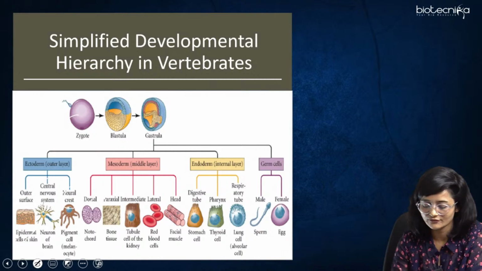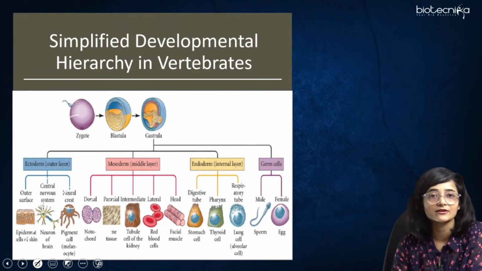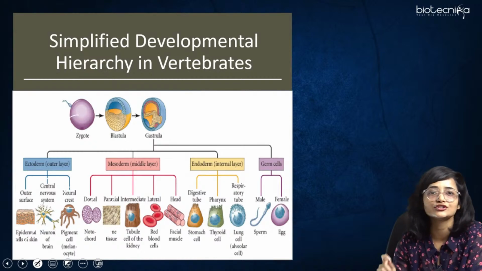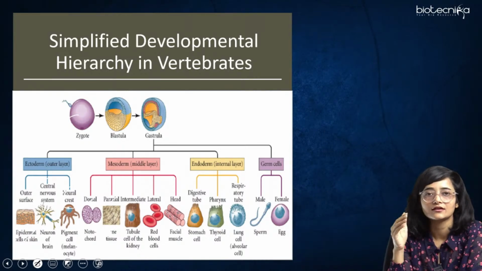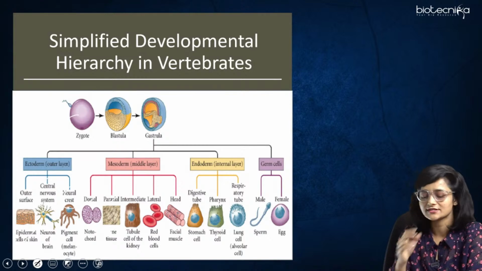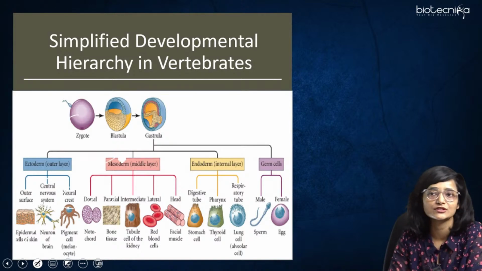The dorsal part is being formed, notochord is being formed, the paraxial part, that is the bone tissues, are being formed, and the intermediate part, that is the tubule cells of the kidney, is being formed. And the red blood cells are also being formed by the mesoderm germ layer. So hematopoiesis is the event through which the red blood cells are formed, right?